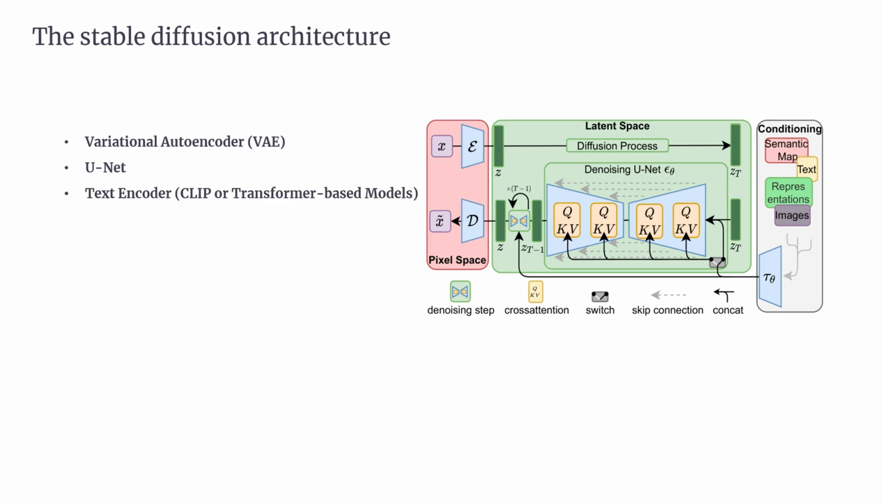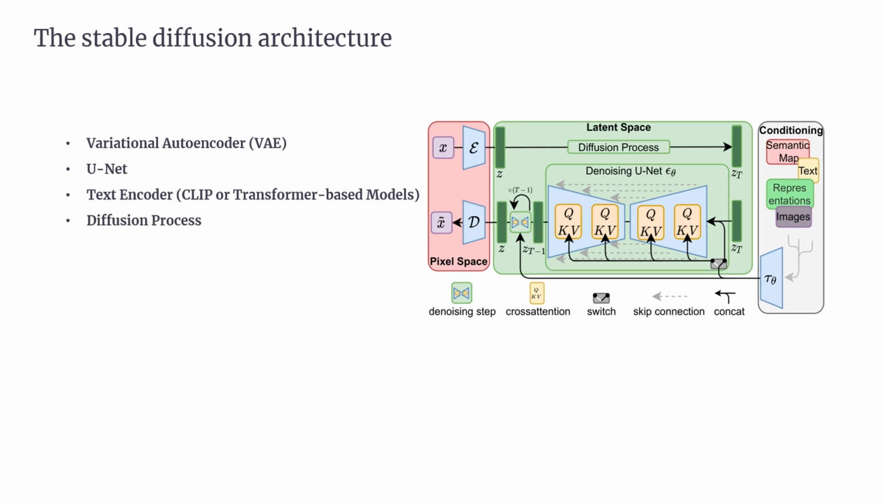The third, text encoder, CLIP, or transformer-based models. A text encoder converts the input text prompt into a feature vector that helps guide the image generation. In Stable Diffusion, this is usually done using models like CLIP, contrastive language image pre-training, or transformer-based models. CLIP is trained to understand the relationship between text and images. It translates the text into a feature space that informs the image generation process.